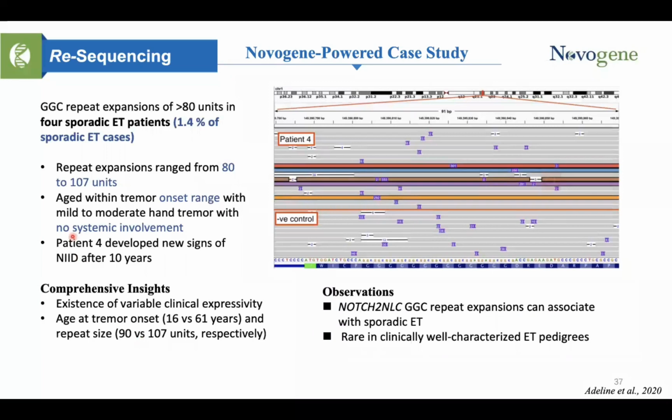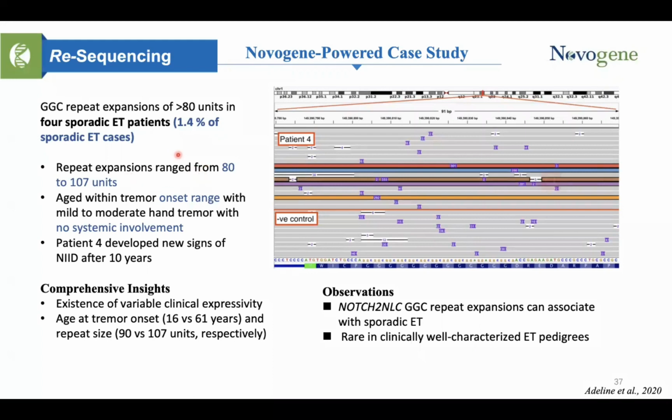Out of over 1,600 subjects and 200 healthy controls, they identified the GGC repeat expansion of more than 80 units in 4 sporadic ET patients. Notably, Patient 4 was carrying 107 GGC repeats, shown in the figure, and the tremors remained stable for approximately 10 years before progressing in association with mild cognitive decline and motor slowing.